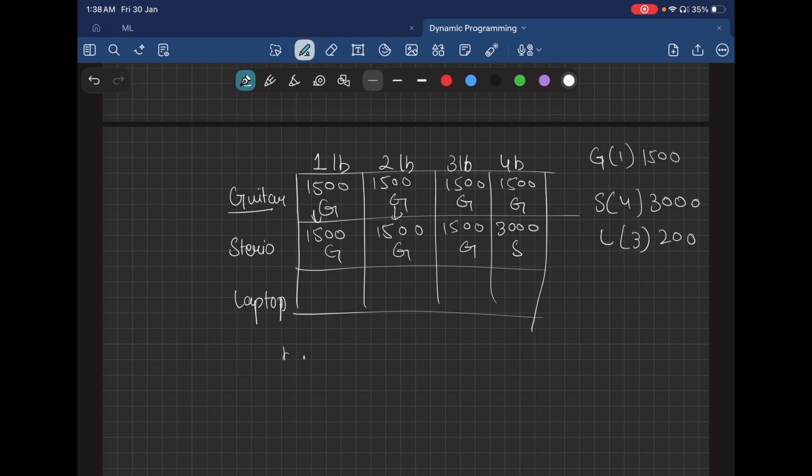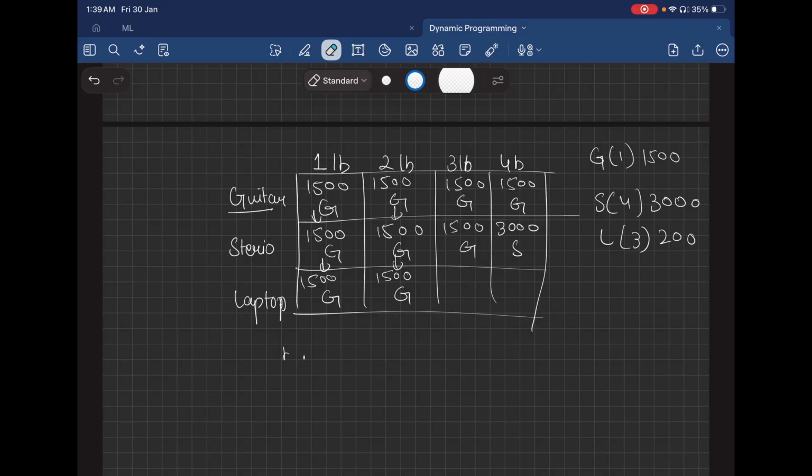And now for the laptop, looking at the smaller subproblem, for one space, since the laptop takes three, we simply get the previous one, 1500 with the guitar. For 2 pounds, same 1500 for the guitar, and for 3 pounds, now here we are presented with a choice. Either we take the laptop or simply follow the previous choice. Of course, we take the laptop and we get a value of 2000 with the laptop.